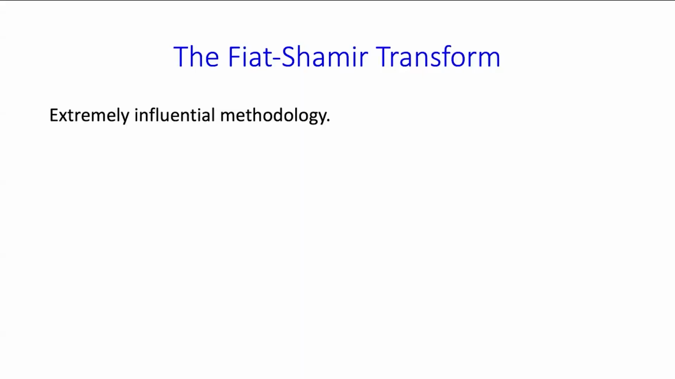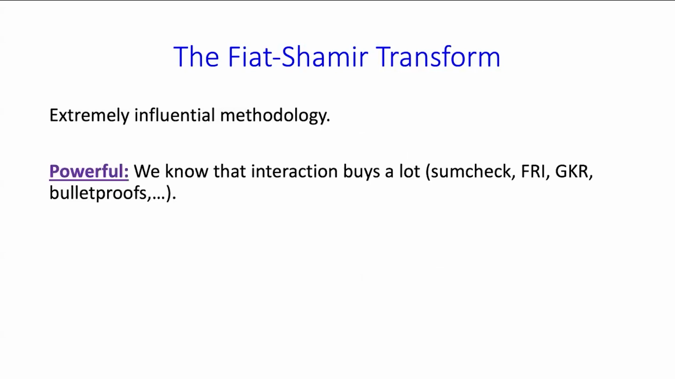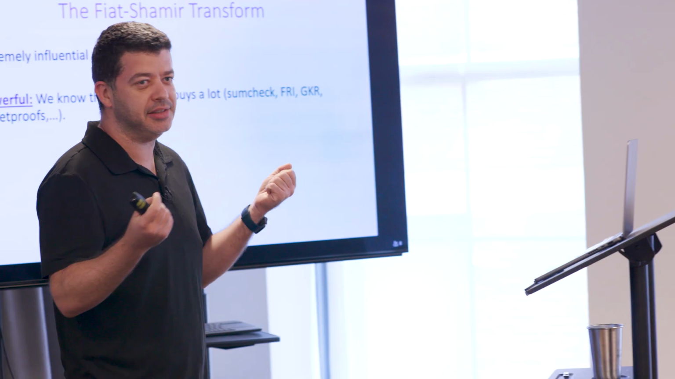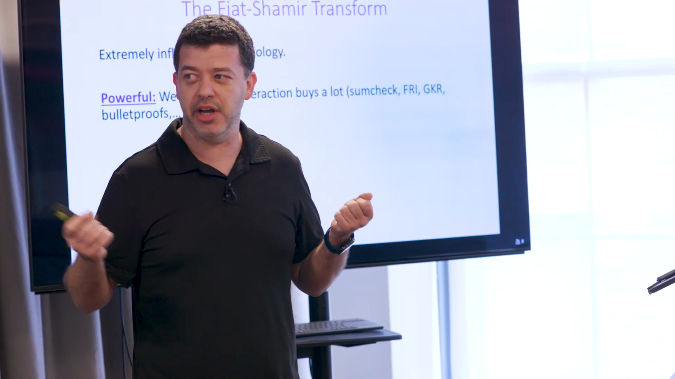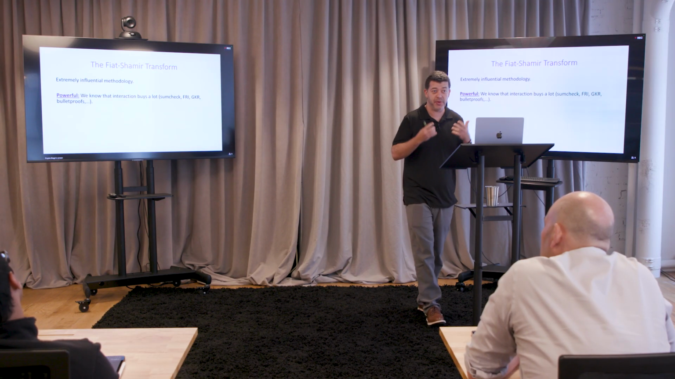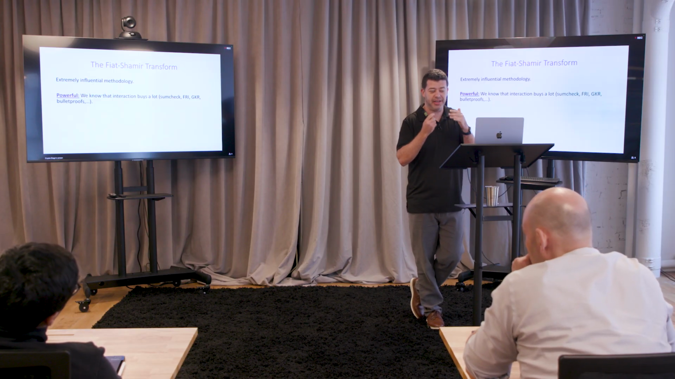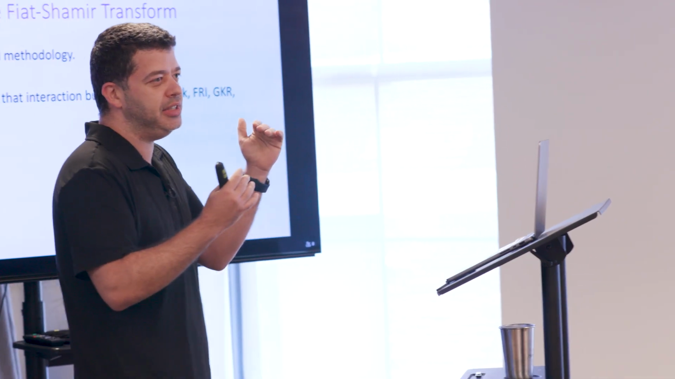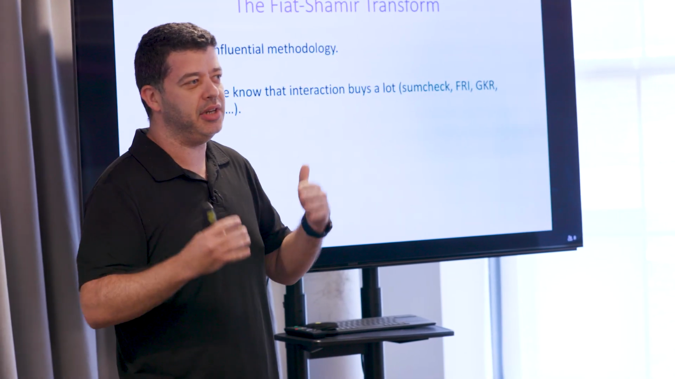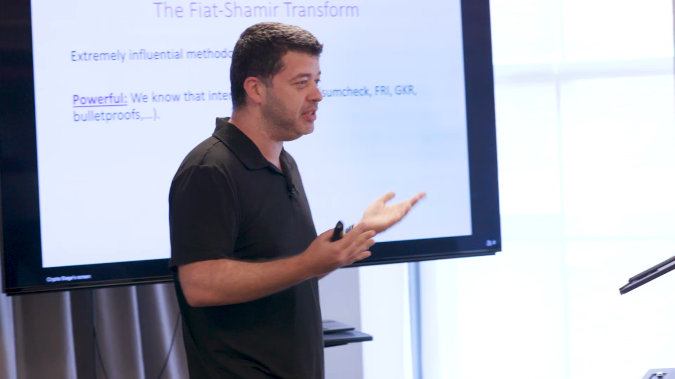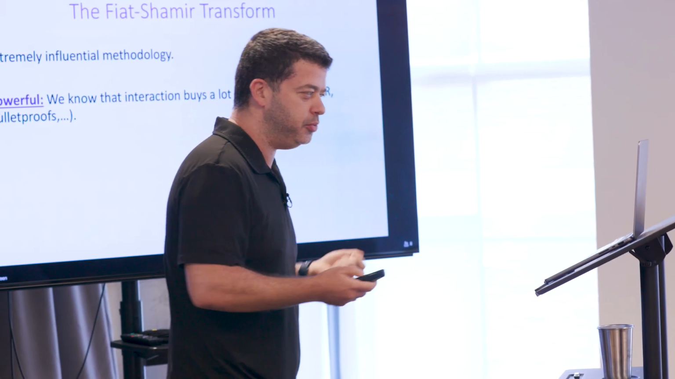Cool, so we have this Fiat-Shamir transform. It's been extremely influential, incredibly important in cryptography. To highlight some reasons, first of all, it's incredibly powerful just because interactive protocols are amazingly powerful. It's kind of surprising how much interaction buys us. Stuff like SumCheck, GKR, the FRI protocol, a lot of the protocols that we really love and have designed are naturally interactive, and they really get a lot from this interaction. And all of a sudden, we have the best of both worlds: we can enjoy all of these benefits of interaction without actually interacting. So it's really, really powerful.